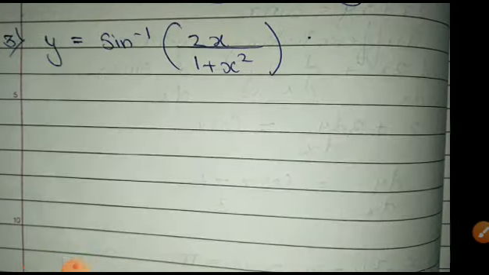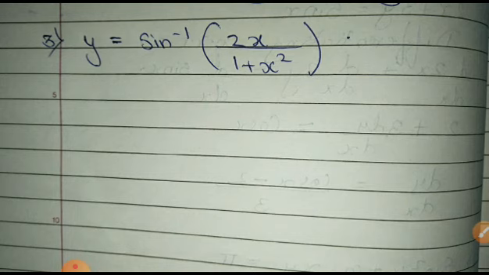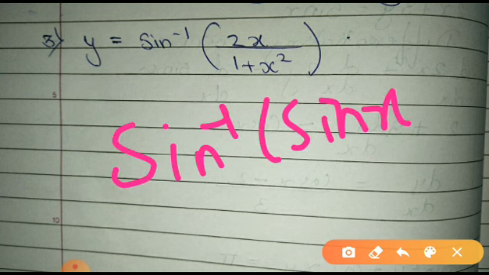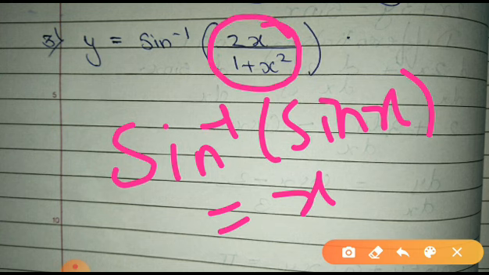So the first one: y is equal to sin inverse of 2x by (1 plus x squared). I have to find the derivative of this. In inverse trigonometry, we have seen that sin inverse of sin x is always equal to x. That means if I am able to write this as sin of something, I can simplify it.